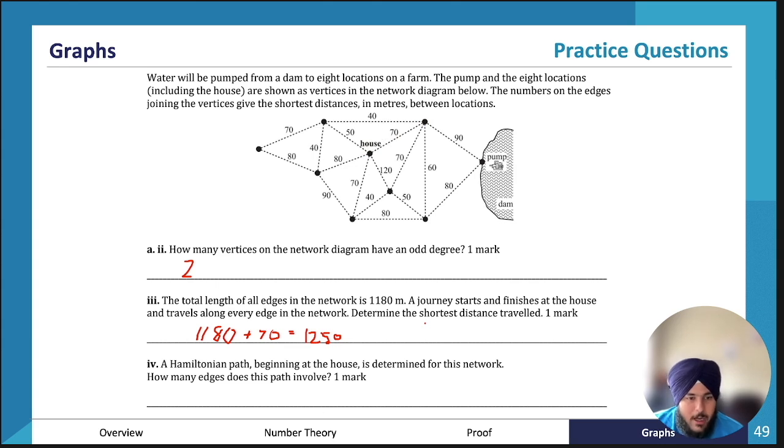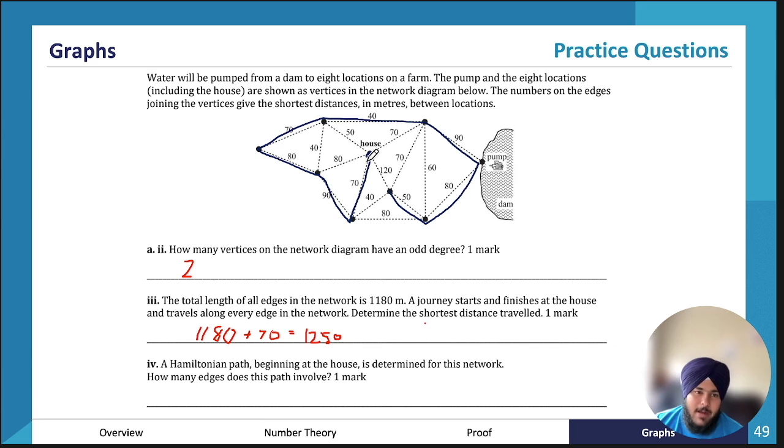So what could be a possible one? Let's just have a think about that one. Let's say we are starting at the house and we need to visit every single vertex. So we need to go to this one, this one, this one, this one, this one, this one, this one, this one. Okay, so that's basically the Hamiltonian path. We visited every single vertex. So what is the number of edges here? It's 1, 2, 3, 4, 5, 6, 7, 8. Regardless of how you do this question, your path might look a bit different, but the ultimate answer that you're going to get is going to be 8.